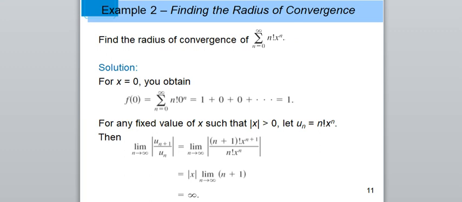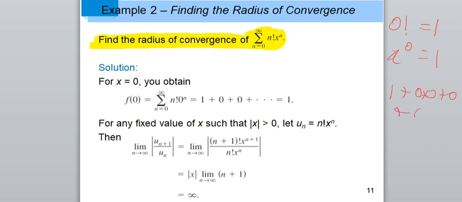Finding the radius of convergence. How would you find the radius of convergence? They showed you an example. So look, the example says find the radius of convergence for this type of series. For x equals 0, what do you obtain? 0 factorial times x to the power 0. That is basically 1, because 0 factorial is 1, everybody knows that, and x to the power 0 is equal to 1. So the first term is 1 and the rest of them are all 0. You can see it's coming as 1.